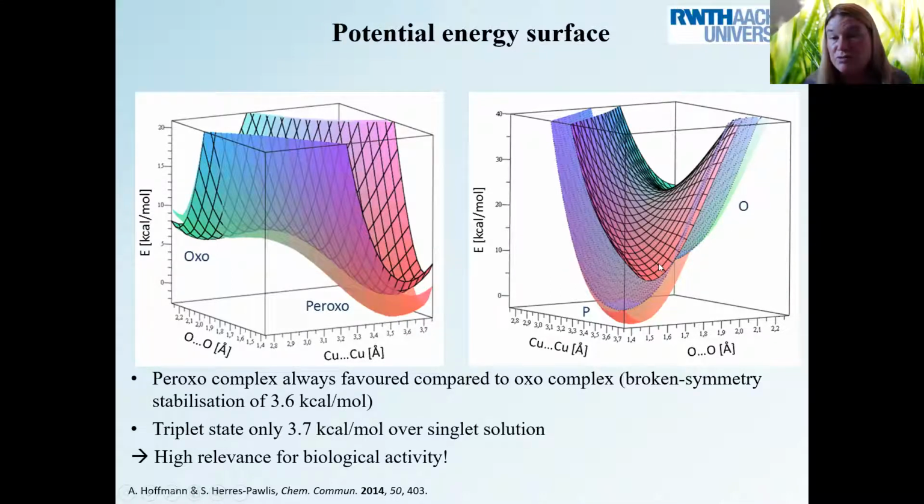And we also calculated the triplet surface, and we found that the triplet is not so far away. Normally, there were calculations from other groups. They showed that the triplet is normally 10 or 20 kcal elevated. In this case, for our catalytically active species, here is a normal singlet solution. This is a broken symmetry solution, and the triplet solution is only 3.7 kcal per mole over the singlet solution. So 3.7 kcal is not a lot. So it might be that this triplet surface is also important for the final reactivity we observe in the end.